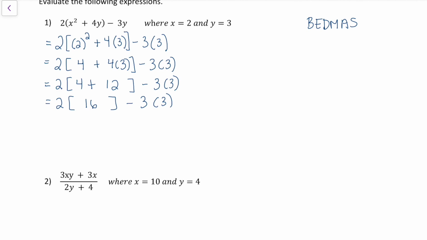I've got no more exponents. I don't have division, but I do have multiplication. So let's do our multiplications. 2 times 16 is 32. And that is subtracting a 3 times 3, which is 9. And now I can do my subtraction, which would be 23. So my final answer there is 23. So we're substituting our numbers into the formula and then using order of operations in order to solve that formula out.